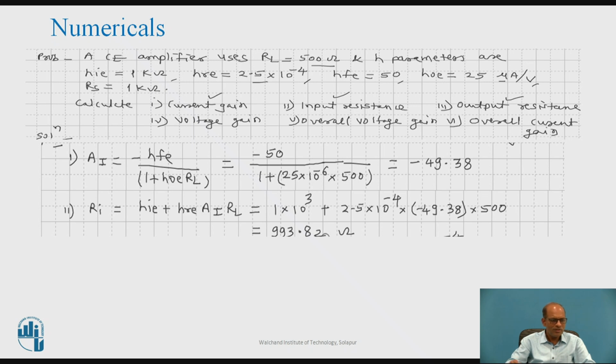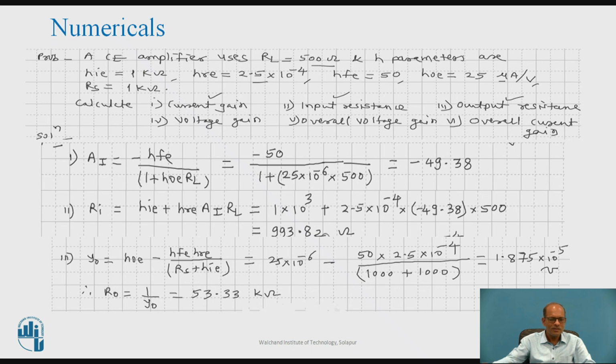Now input resistance, Ri equal to HIE plus HRE AI RL. So HIE is 1K, convert it into ohms, plus HRE 2.5 into 10 raised to minus 4 AI RL, and solve this, we get input resistance equal to 93.82 ohms.